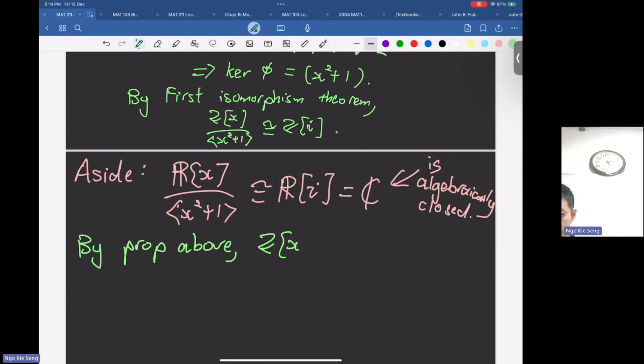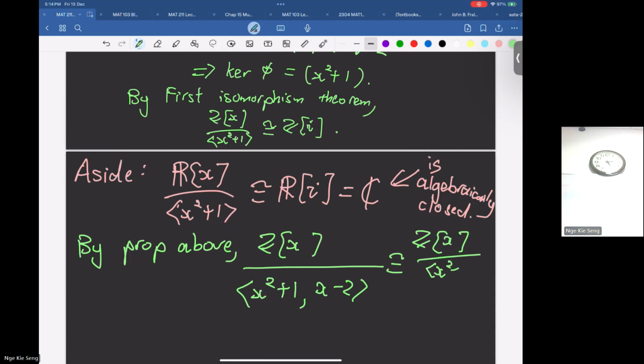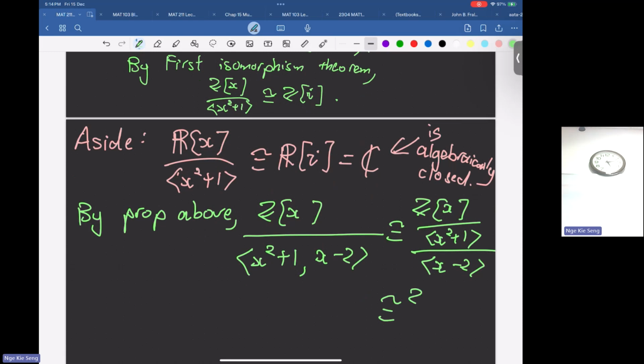So we have Z[x]. We can take the quotient by X squared plus 1 and by X minus 2. We can choose either one to quotient first. In particular, we can choose X squared plus 1 first, and then quotient by X minus 2 later. In this way, I will get Z[i] quotient by I minus 2, because X minus 2 in the new ring becomes I minus 2. Makes sense or not?